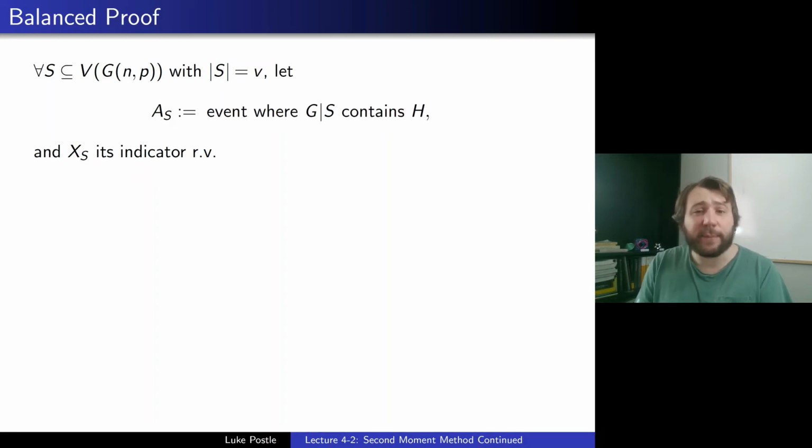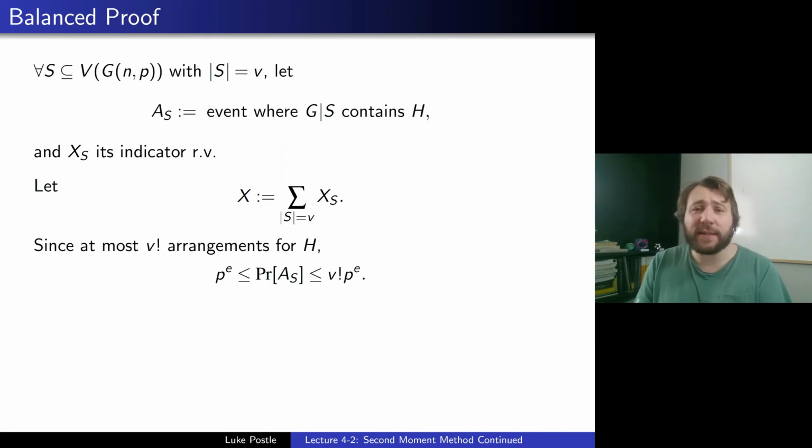Not that it's a clique, but just the event where G induced on S contains H as a subgraph. So these will be the A_S's. We'll let X_S be its indicator random variable, and we'll let X be the sum of these X_S's. So this is somehow tracking roughly the number of copies of H. This is not quite true, as there could be different copies in S. It's tracking the subsets that have copies of H. But that will be good enough for our purposes.